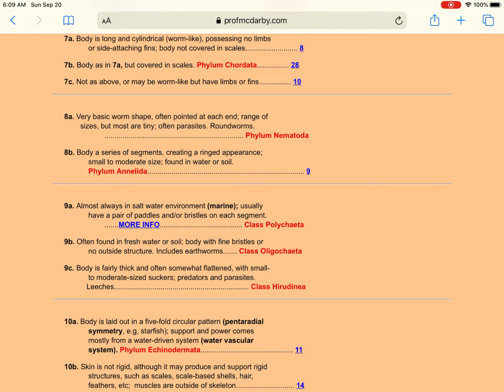Body is long and cylindrical, worm-like. No limbs or side-attaching fins, no scales. That's 7A. 7B is basically the same thing, but with scales. And 7C is everything else. Not as above, or if it's worm-like, it's got limbs or fins. Well, we're not worm-like, so I'm going to hit 10 here, which takes us down the page.